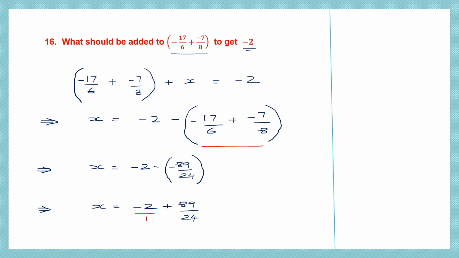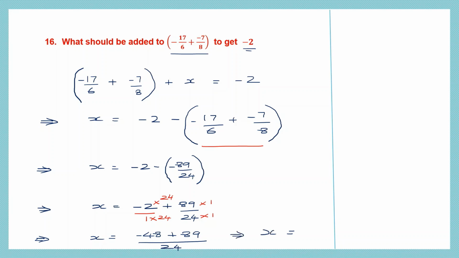So now to find the value of x, how do we do it? We say x is equal to, denominator will be 24. So 1 into 24. So minus 2 into 24. 24 into 2 is 48. So this is minus 48. And here the next one, 24 into 1. So 89 into 1 is 89, plus 89. So here what do we have? We can find the value of x now.